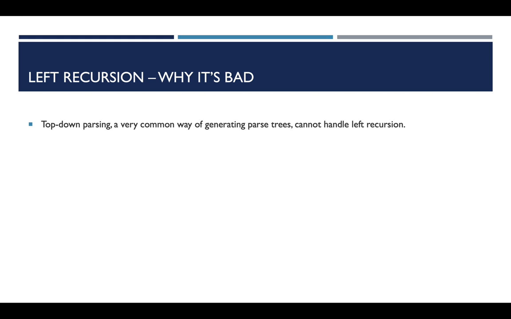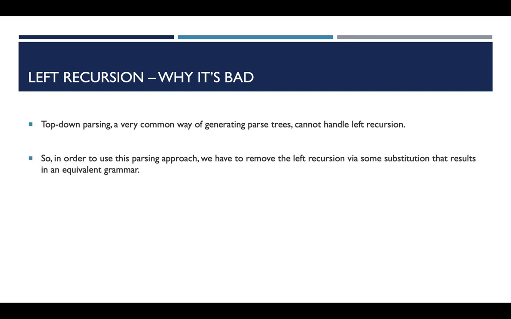So left recursion is not a great situation, and the reason is that top-down parsing, which is one of the very most common ways of generating a parse tree to begin with, can't actually handle left recursion. Left recursion causes these parsing algorithms to effectively either get stuck or not be able to derive from the very beginning, or just kind of break. So what has to happen is, prior to using a top-down parsing technique, you have to get rid of the left recursion using some substitution that results in an equivalent grammar.